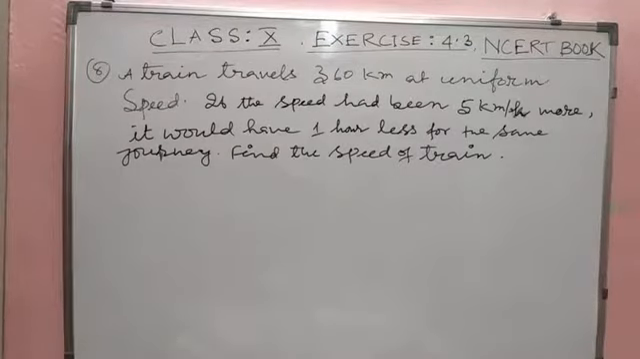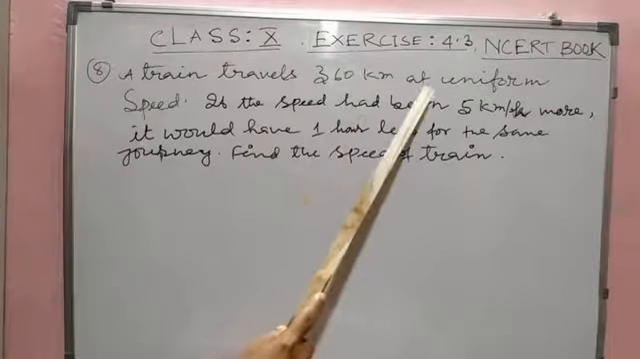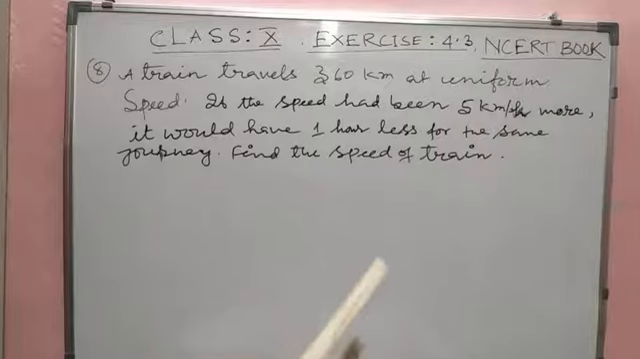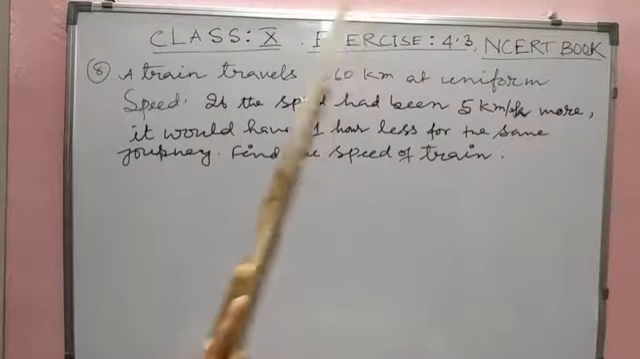Okay, next you see question number 8. A train travels 360 km at uniform speed. The original speed of the train is 360 km.